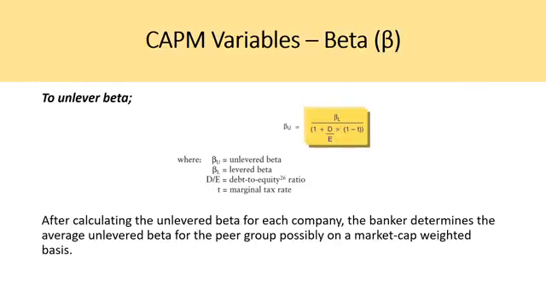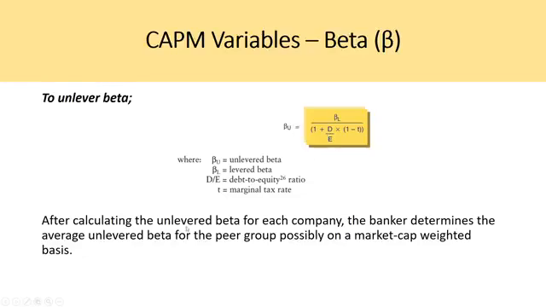Right? So to unlever the beta, you take the levered beta that you find on Google Finance, and then you divide that by 1 plus the debt to equity ratio, tax affected, right? So you tax affect the debt to equity ratio, and then you add 1 to that, and then you divide the levered beta by that result.